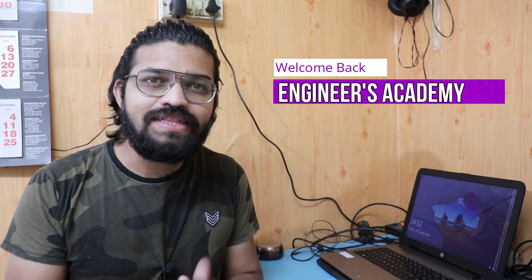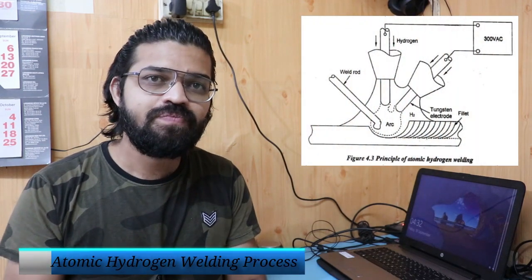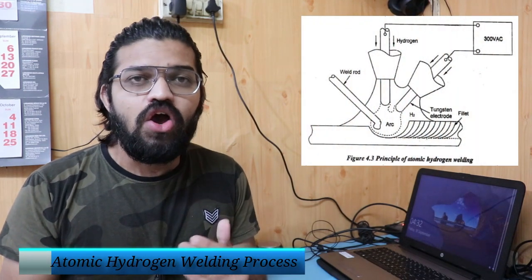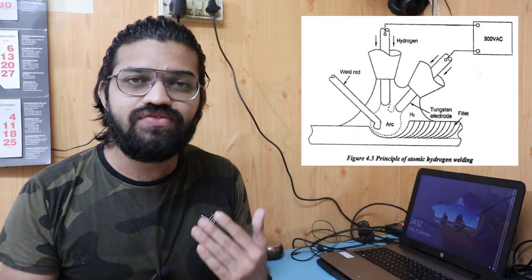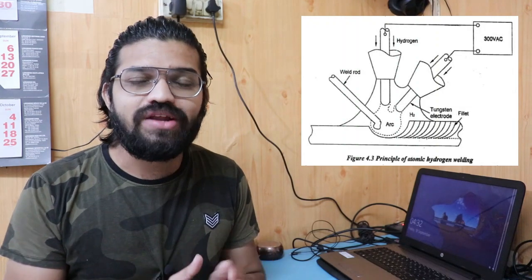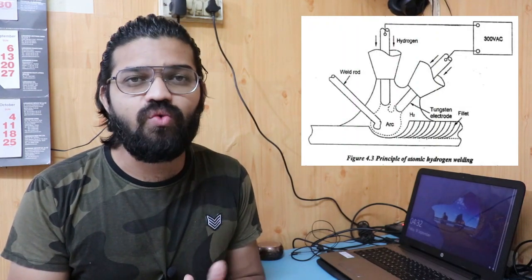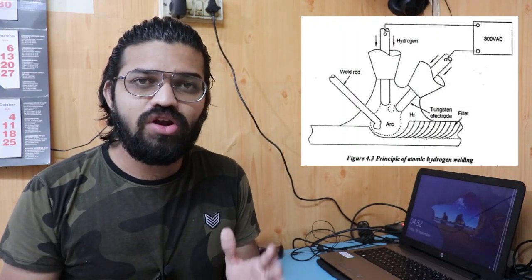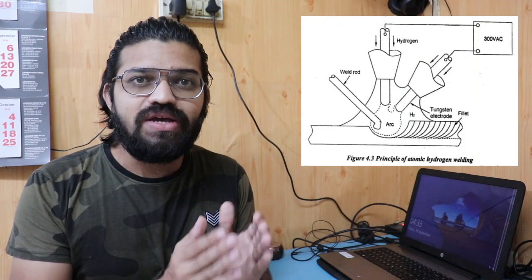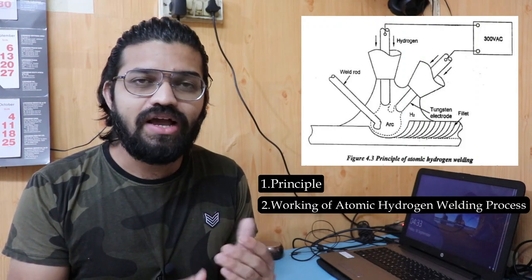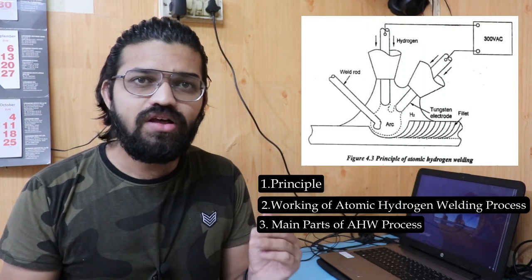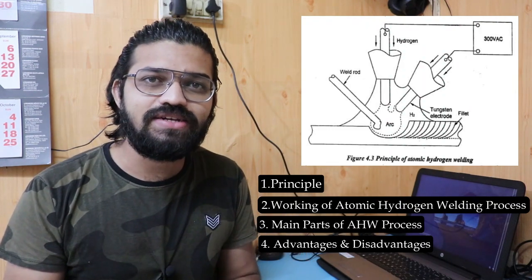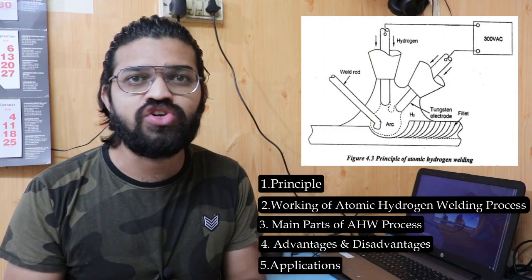So guys, in today's video we are going to learn about atomic hydrogen welding. This type of welding is useful in different applications, such as nuclear applications where a high amount of accuracy is required. In this video we are going to learn the basic principle, working, and main parts of atomic hydrogen welding, some of its advantages, disadvantages, and applications.